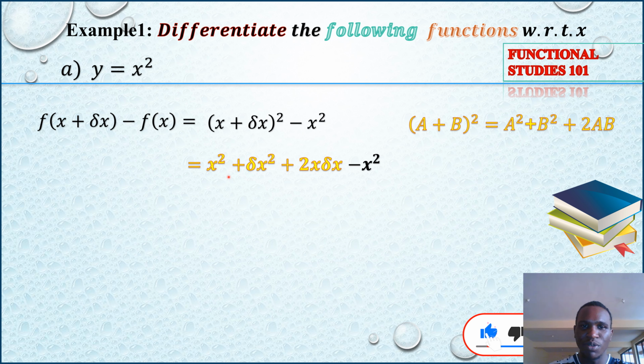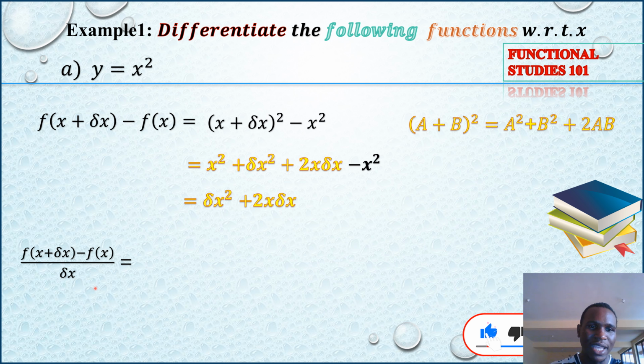Now simplify: x squared minus x squared is 0, so you are left with this part. The next step was to divide this answer by delta x, right? So f of x plus delta x minus f of x, divided by delta x, gives us this: delta x squared plus 2x times delta x.